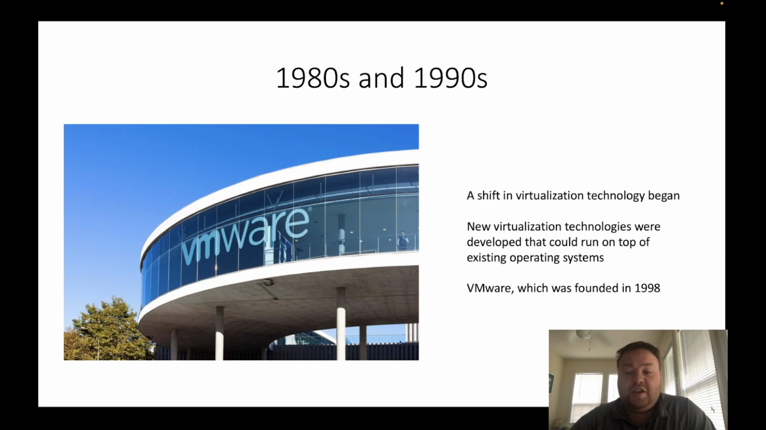VMware was founded in 1998, and VMware was looking at virtualizing an operating system on top of an operating system. So there would be an operating system installed on the computer, that was what you interacted with every day. And then we would install more software on top of that, which would virtually create hardware for another operating system to be installed on top of.